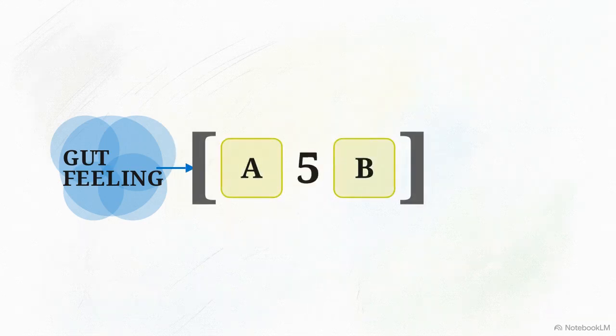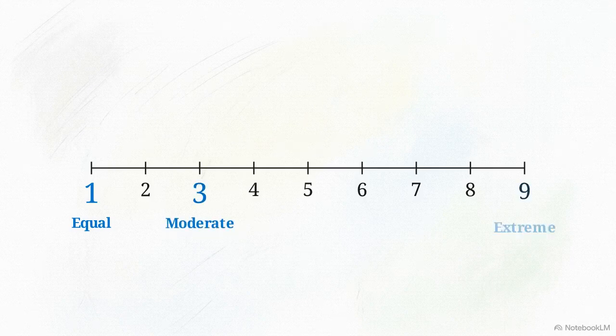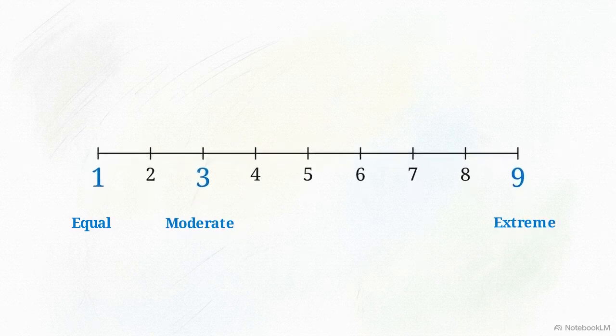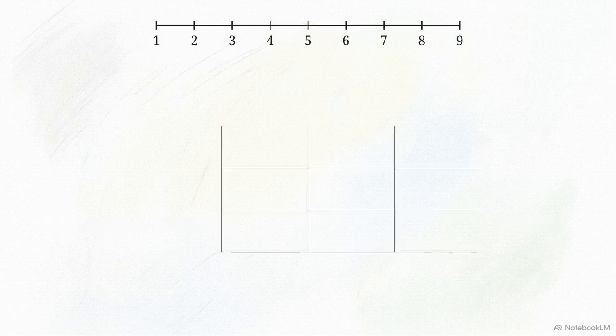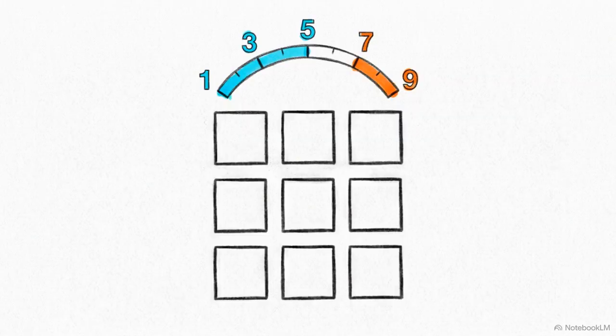He realized that our subjective gut feelings could be quantified if we isolated them into simple pairs. This table shows Soddy's fundamental 1 to 9 scale, assigning a strict number to human preference. 1 means equally important, 3 is moderate, and 9 represents extreme importance. To apply this to a real decision involving cost, quality, and visibility, we set up a 3x3 matrix. By combining this blank grid with the 1 to 9 scale, we have a system that can convert our subjective opinions into measurable quantitative data.